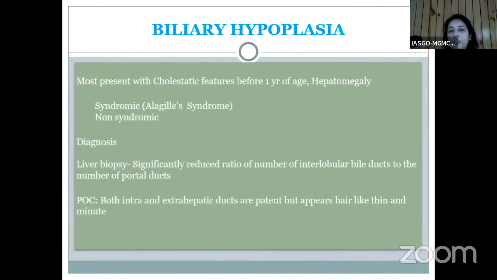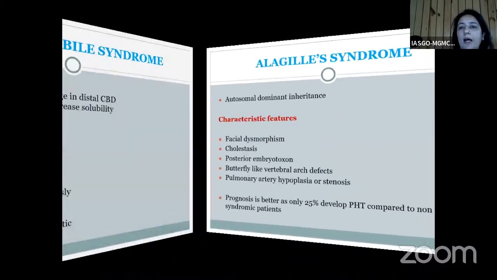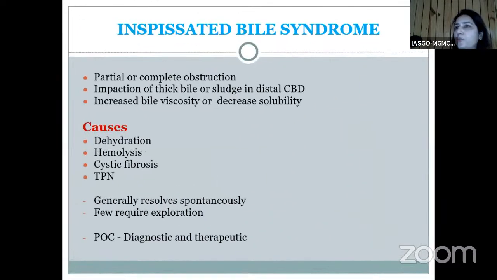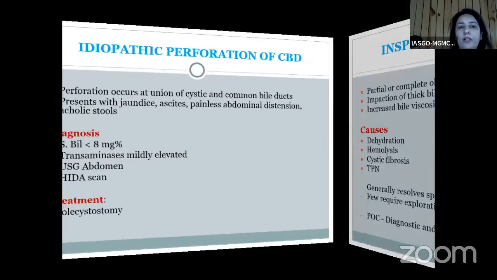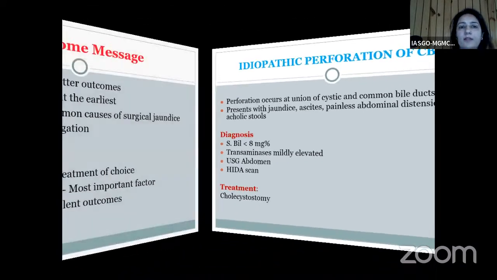So just one line about each of them. Biliary hypoplasia is the hair-like ducts, which can be syndromic as seen in the Alagille syndrome. It could be inspissated bile duct syndrome, which is diagnostic and therapeutic with an intraoperative cholangiogram. Then idiopathic perforation of the CBD is very rarely seen in children. This occurs at the union of the cystic and the common bile ducts.